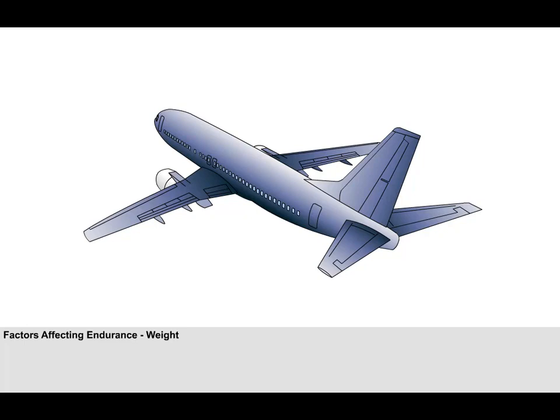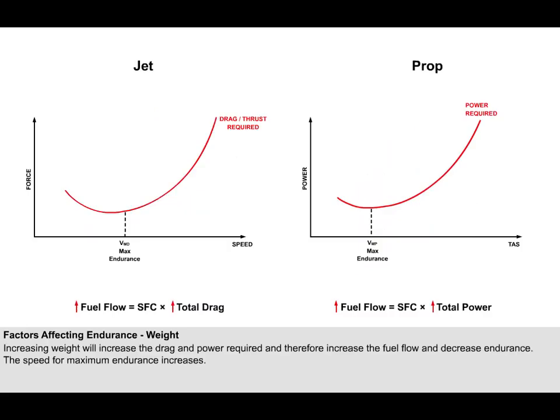The first factor we must discuss is the effect of weight. You will recall that increasing the weight of the aeroplane increases induced drag and thus moves the total drag curve and power required curves up and right. Looking at the jet diagram which uses drag, you can see that at higher weights the aeroplane has more drag and therefore requires more fuel flow. In this situation, the endurance will decrease. We must also note that the speed for maximum endurance, VMD, is now higher.